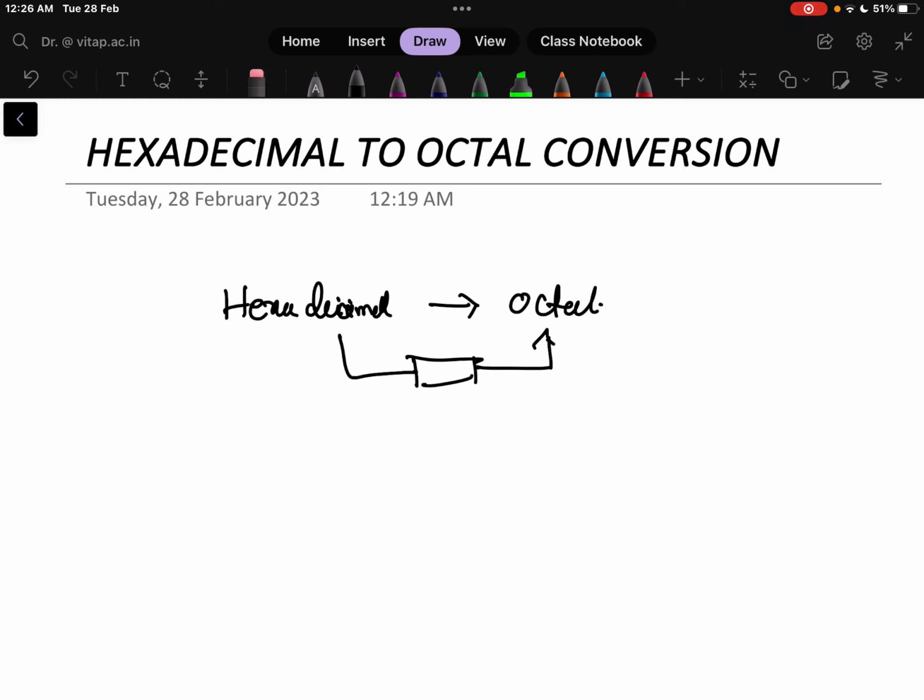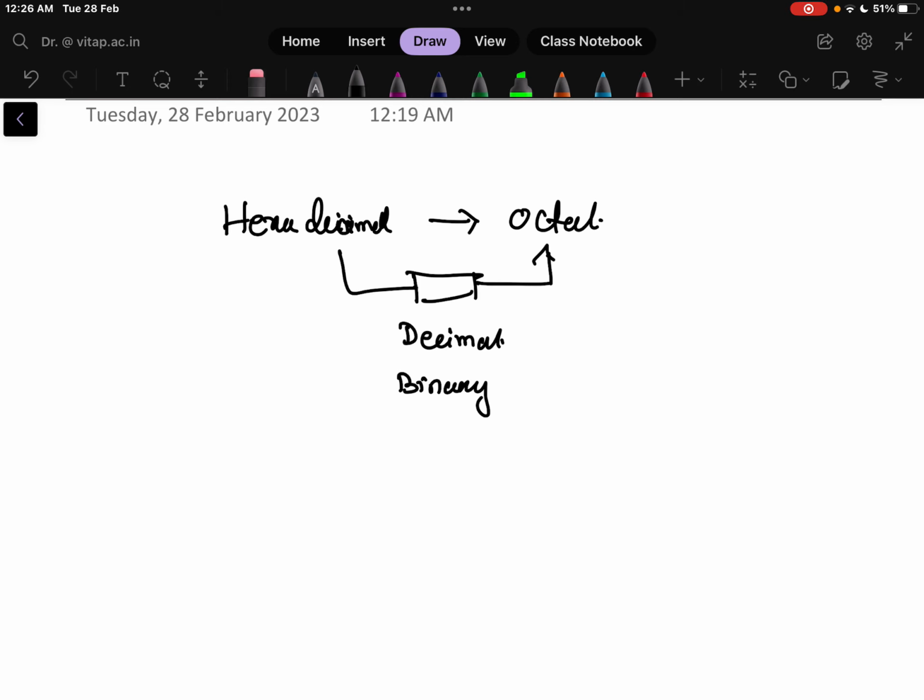That means the hexadecimal number system has to be converted to a decimal number system, or to a binary number system, and from there it is converted back to the octal number system. So there is no direct formula for that. Now to convert that, we need to remember two things.